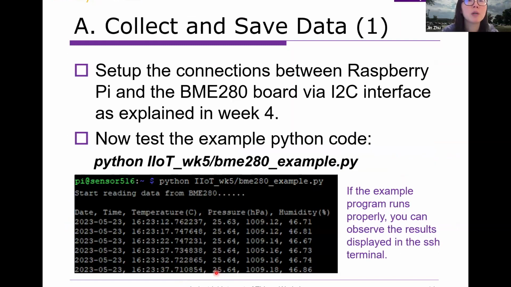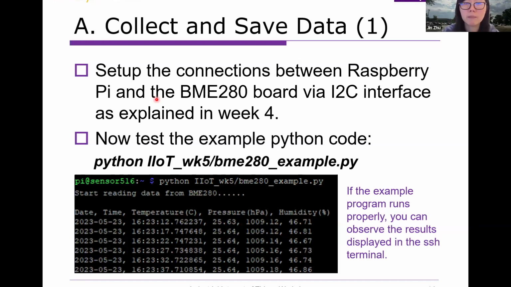First step is we're going to collect data and then save the data. That's straightforward, like what you did in week 4. You just test the example code. Make sure you connect the BME280 to your Raspberry Pi, and test if you can actually get data. If it runs properly, then you can continue to the next step.